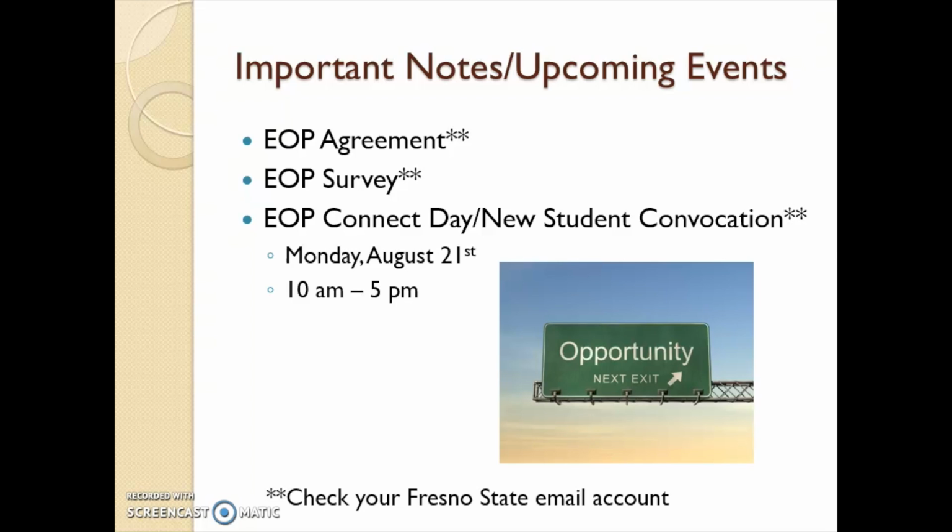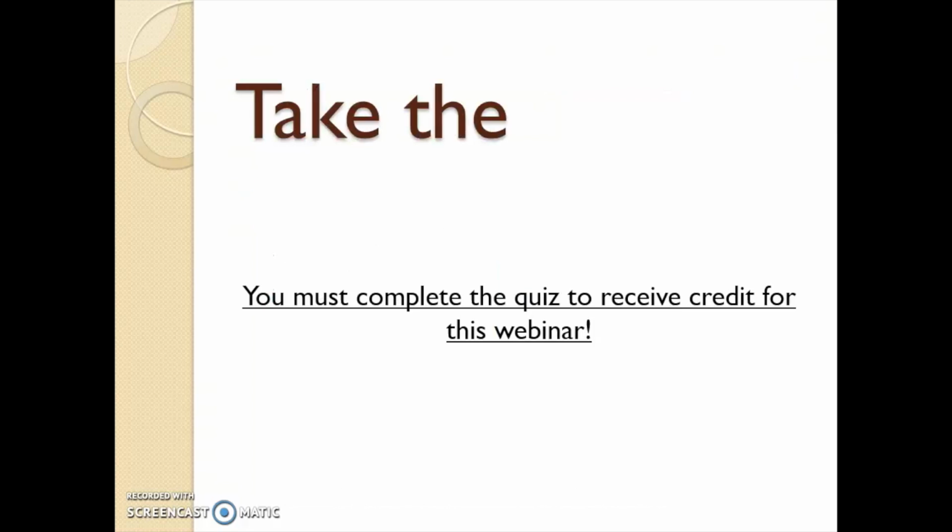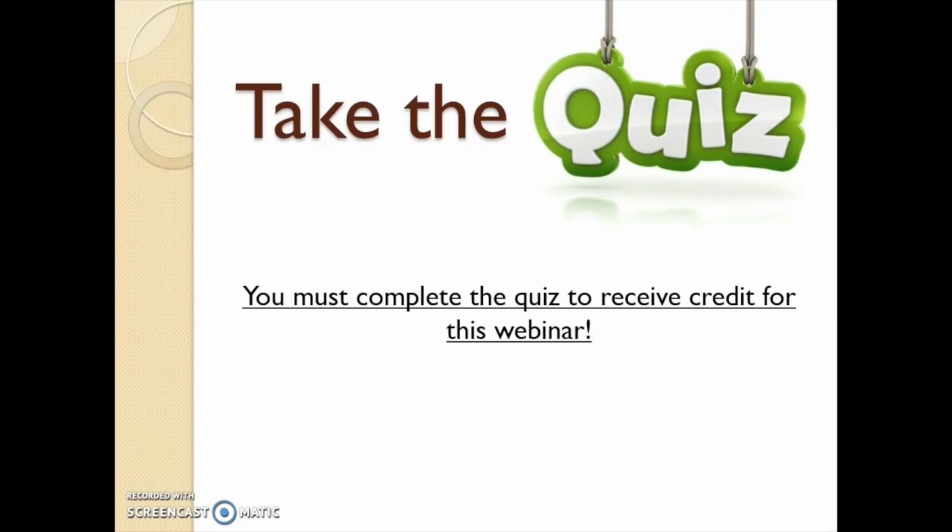Lastly, mark your calendars and plan to attend EOP Connect Day and New Student Convocation scheduled for Monday, August 21st from 10 a.m. to 5 p.m. Registration information for EOP Connect Day will be emailed to you in early August, so check your Fresno State email account at least once a week. You will also receive a link to the webinar quiz through your Fresno State email. You must successfully complete the short quiz to receive credit for the webinar.